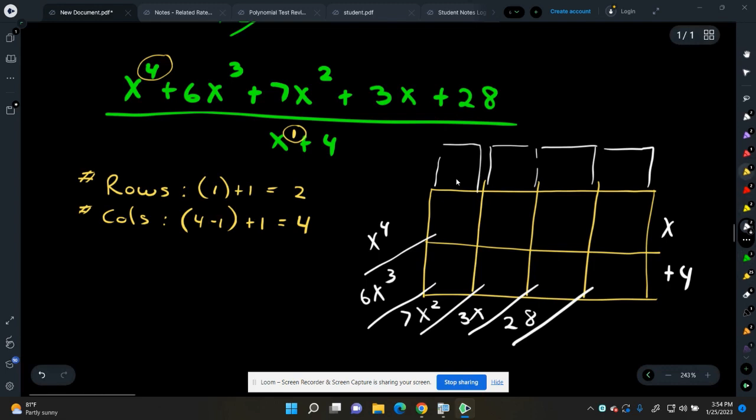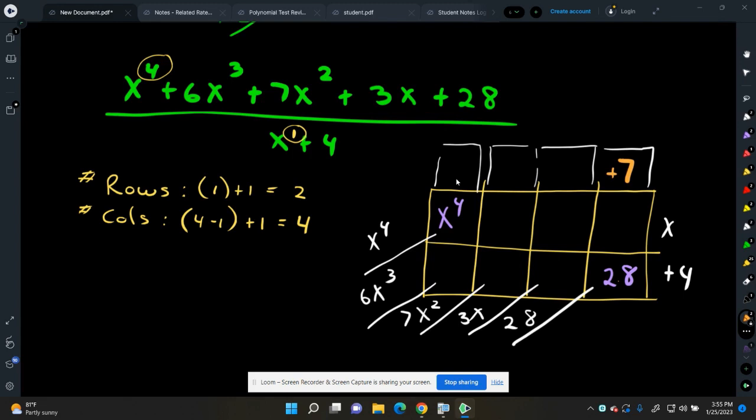Okay. Let's see what we can figure out. So we always put this number in the corner. So we put our 28 there. And we'll put this corner in, x to the 4th. So what did I have to multiply the 4 by to get 28? 7. So we'll put the 7 up here. Plus 7. Okay, so that means I have 7 times x, which is 7x.